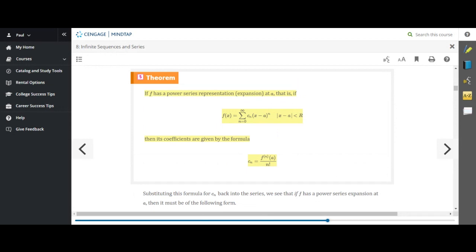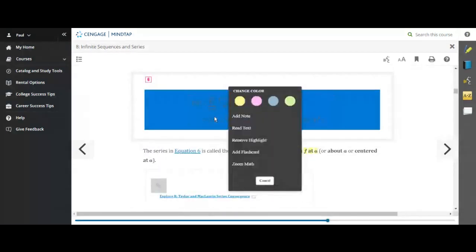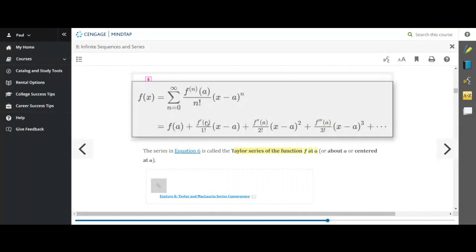So we're restricting our attention to those kinds of functions. And if we want to write the formula out more generally, here it is. If we write the power series out more generally, here it is.